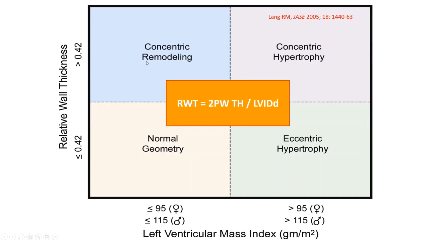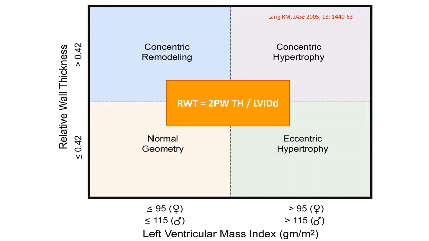These are individuals who have an abnormal increase in their relative wall thickness, but their left ventricular mass index is normal. Who are these people? Well, whether these are people who are on their way to developing frank hypertrophy but haven't gotten there yet, I don't think we completely understand who the concentric remodeling patients are.